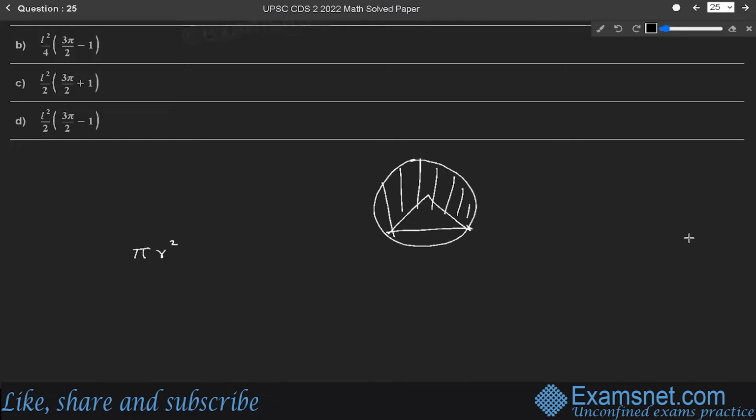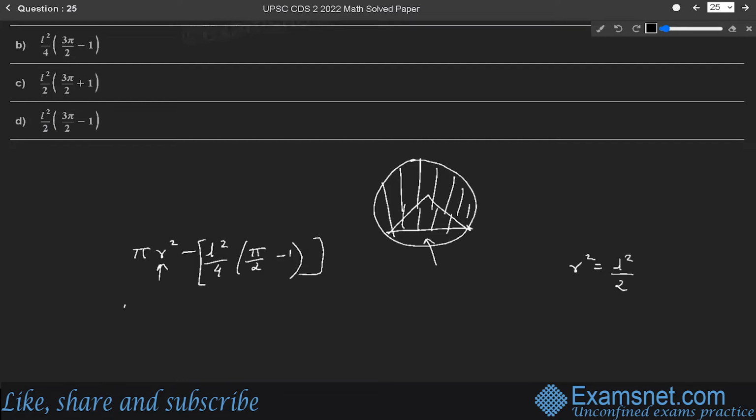And from circle, if we subtract this minor segment, then we will get the area of this portion, which is the major portion. So from here, we will subtract the area for minor segment, which we have found in the previous question. And the area for minor segment is L square by 4 into (pi by 2 minus 1). Now, here also in the place of r square, we have to put the value L square by 2.